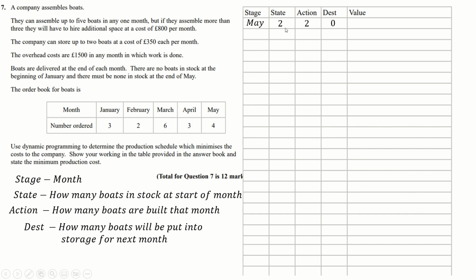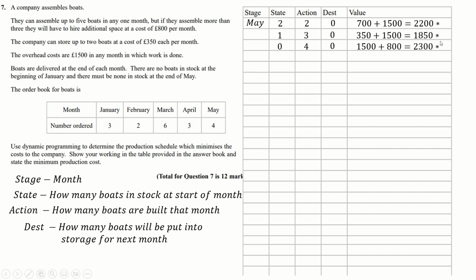Now, what's the cost of this? Well, each boat costs 350 to put in storage, that's 700 to put 2 of them in, and doing any building work costs 1500. So it's just 700 plus 1500, and that'll give you a cost of this. Now, you could only have one boat in storage at the start of May, in which case you would have to build 3 boats and then put none in storage, because obviously it's the end. So then we'll say, okay, well, putting one in storage costs 350, building 3 boats also costs 1500, and so we have a cost of this. If you had 0 boats in storage, you'd have to build 4, none go in storage later. 0 boats in storage means you don't pay any storage costs. You do pay 1500 to build the boats, and you also have to hire additional space at 800. So it will cost this.